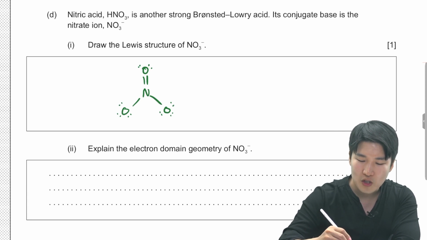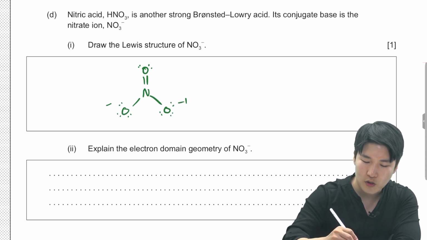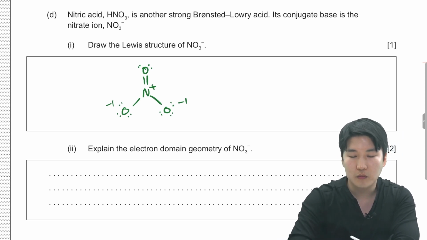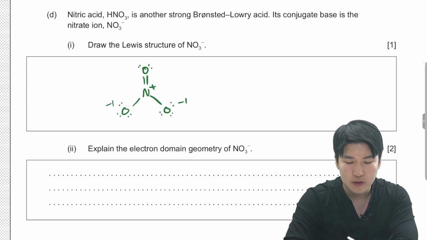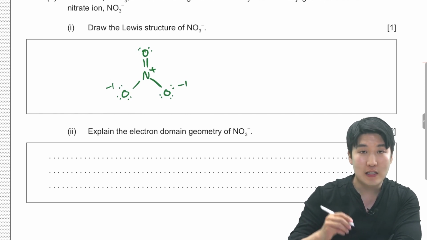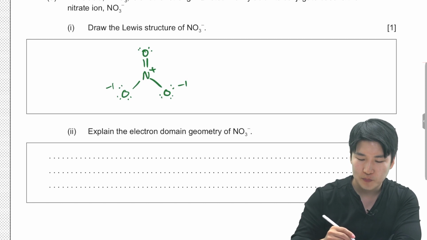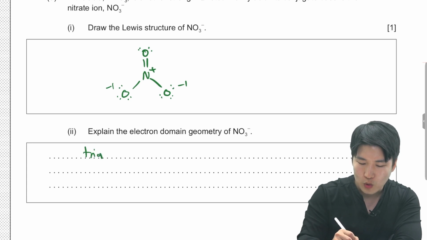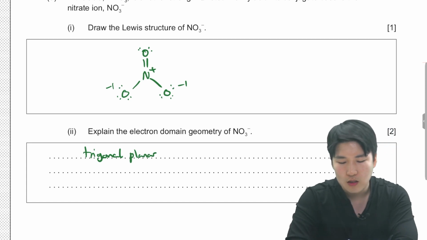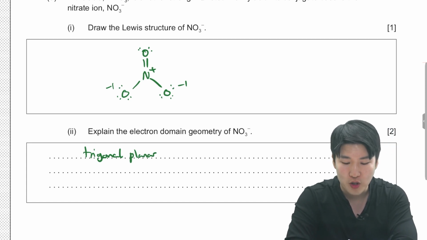We also should acknowledge how the formal charge of the two single covalent bonded oxygens are -1 each, but for nitrogen, it's +1. This is described as trigonal planar, and this trigonal planar is the first key phrase we will use to describe the electron domain geometry of nitrate.